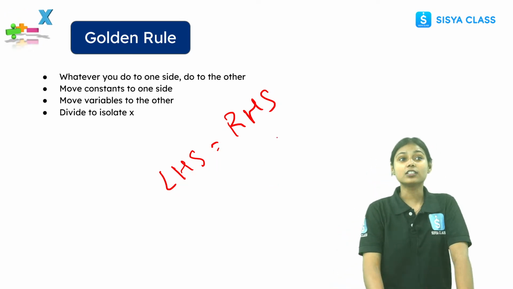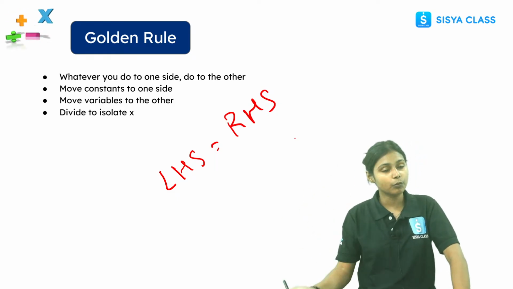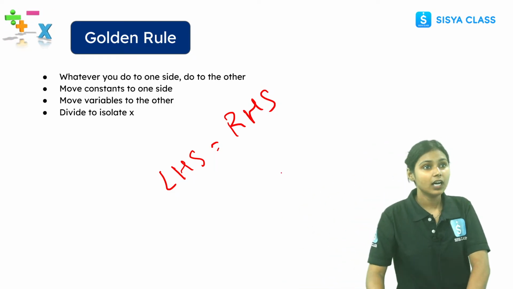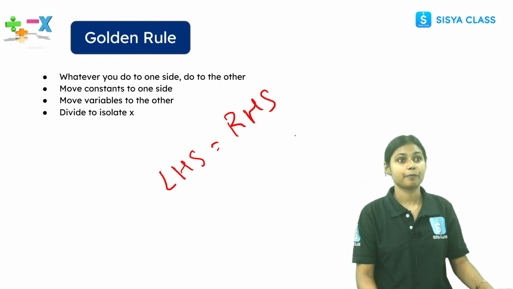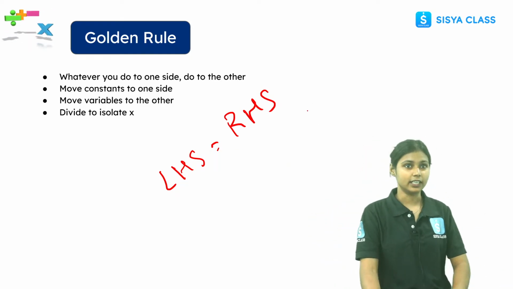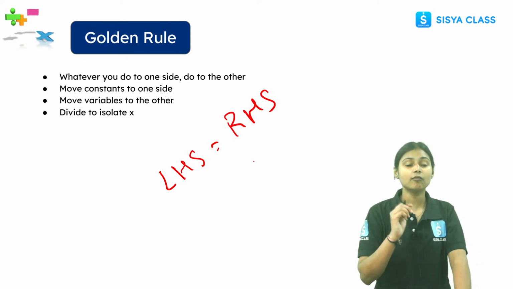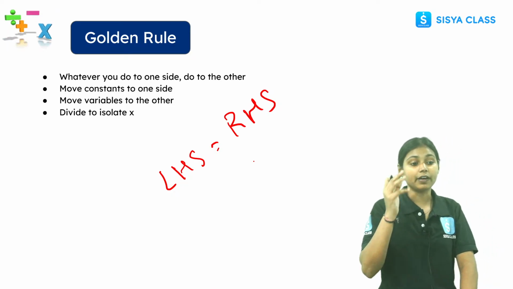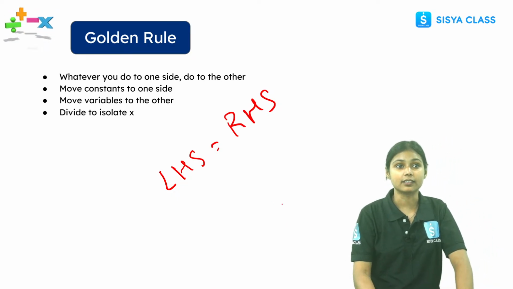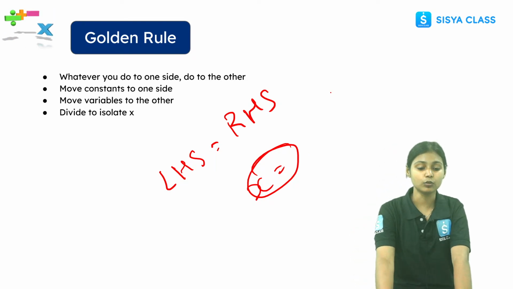And move constant to one side. We have to move constant to one side and the variable to the other. Otherwise bifurcate कर लेने से easy calculation हो जाता है. And move variables to other side mentioned earlier. And then divide to isolate x. Then what we have to do? We have to divide so that we will be able to find the value of x. To isolate the x, we have to do this thing.